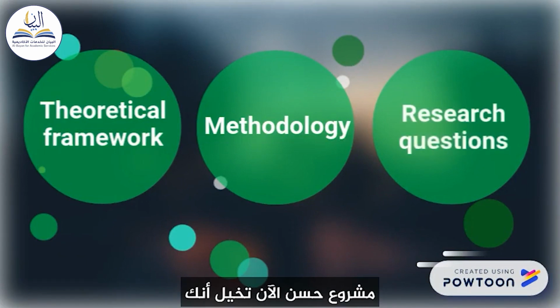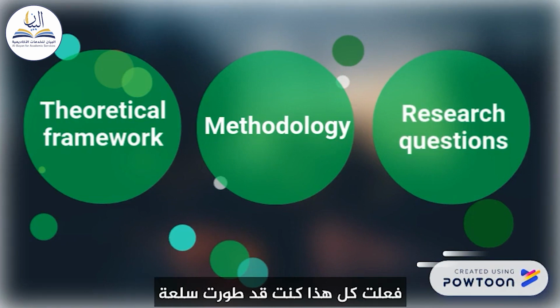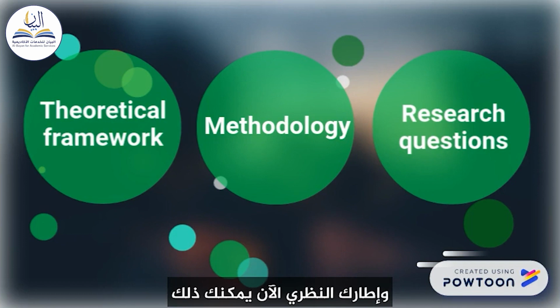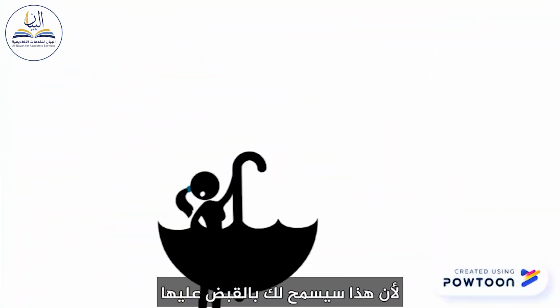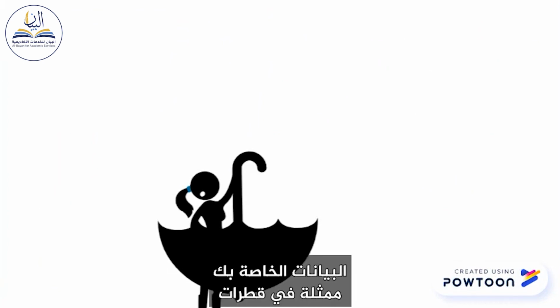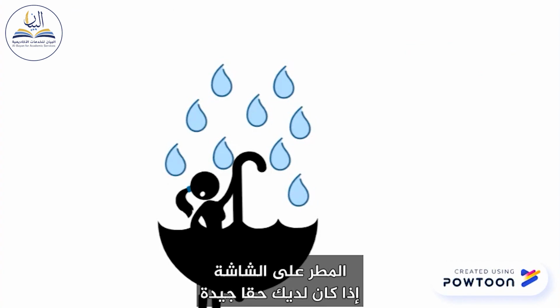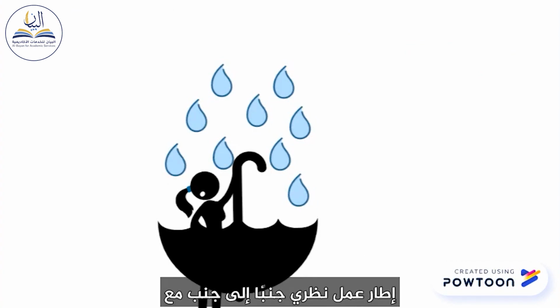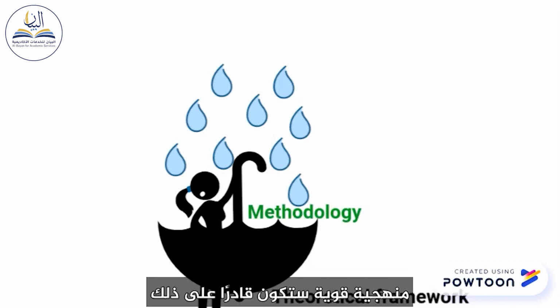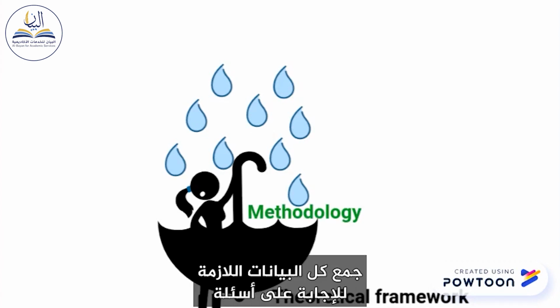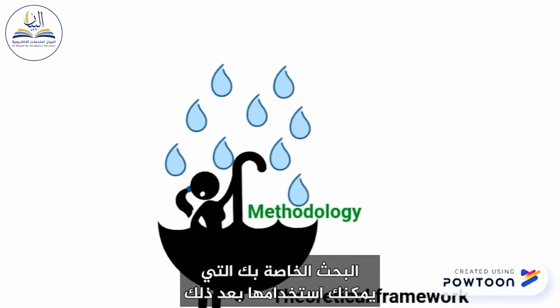Okay, now imagine you have done all of this. You have developed a good theoretical framework, your methodology is sound, and your research questions align clearly to both your methodology and theoretical framework. Now you can turn your umbrella upside down. Why? Because this will allow you to catch your data, represented by the raindrops on the screen. If you have a really good theoretical framework combined with a strong methodology, you will be able to collect all the data needed to answer your research questions.